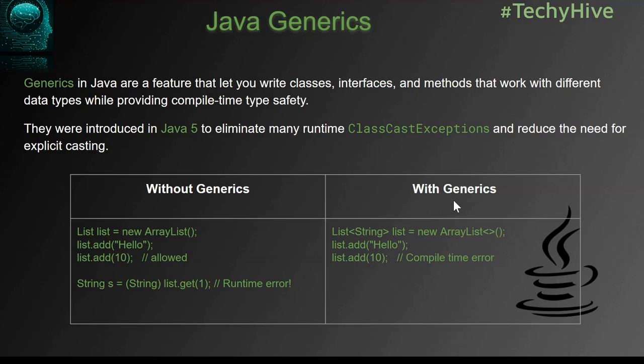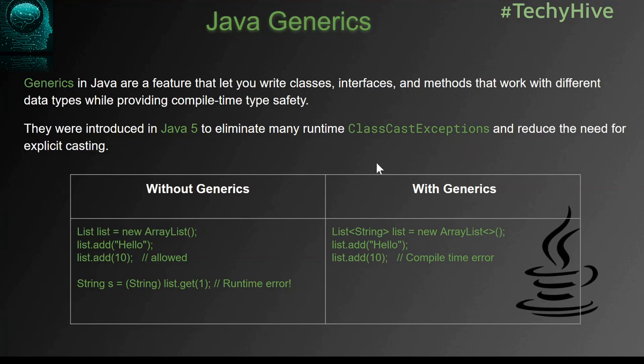On the other hand, you can see here we have specified that this list will have only strings. So here we have specified the generic type String. Now when we try to add hello to this list, it's allowed. But when we try to add an integer, it shows a compile time error. So errors are caught in the compile time phase. They are not carried to the runtime phase, and they avoid class cast exception.